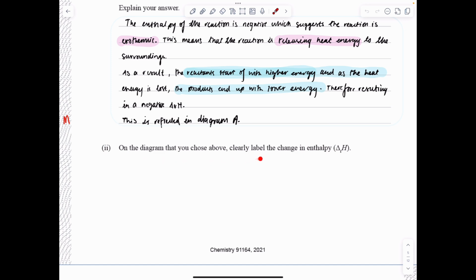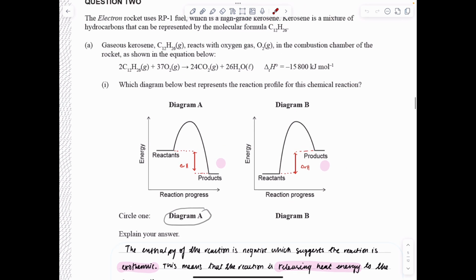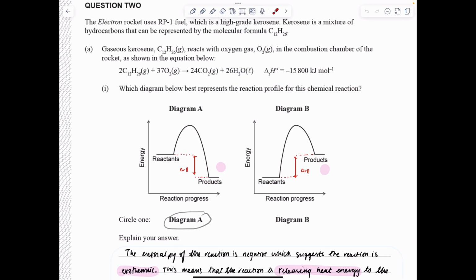On the diagram that you chose above, clearly label the change in enthalpy. So I've done that already, and that's worth an achieved point.